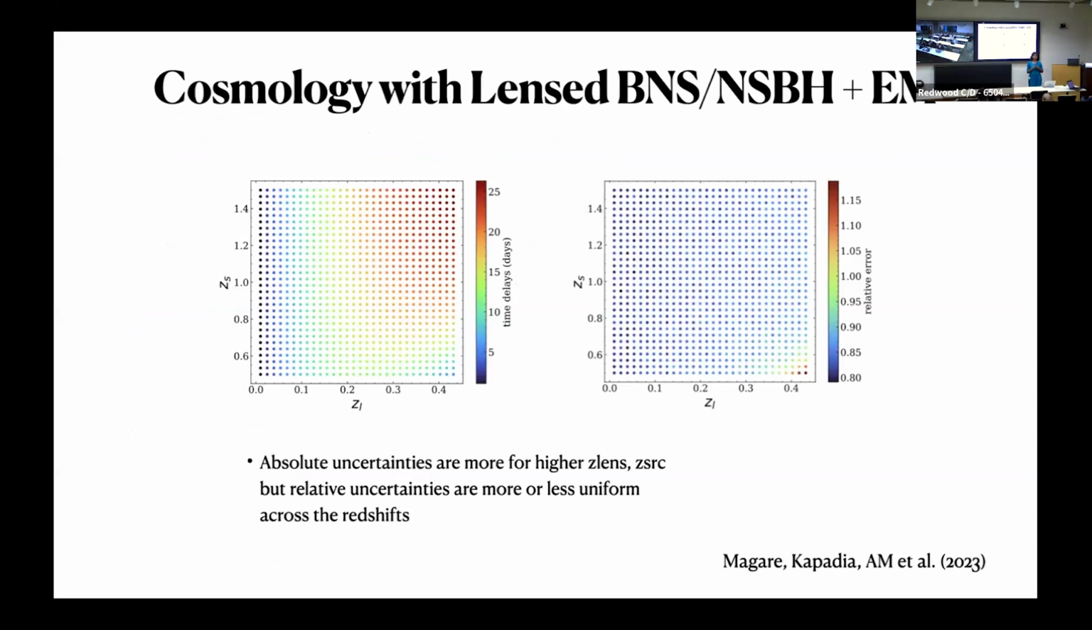Another study that we did, from the perspective of cosmology and studies of progenitors of these lensed gravitational wave sources and the corresponding EM counterparts, is to try and understand what sort of time delays we'll expect to find, and how these time delays and their uncertainties change as a function of the lens redshift and the source redshift. So here, on the plot on the left hand side, we show how the time delays change as a function of lens redshift and source redshift.